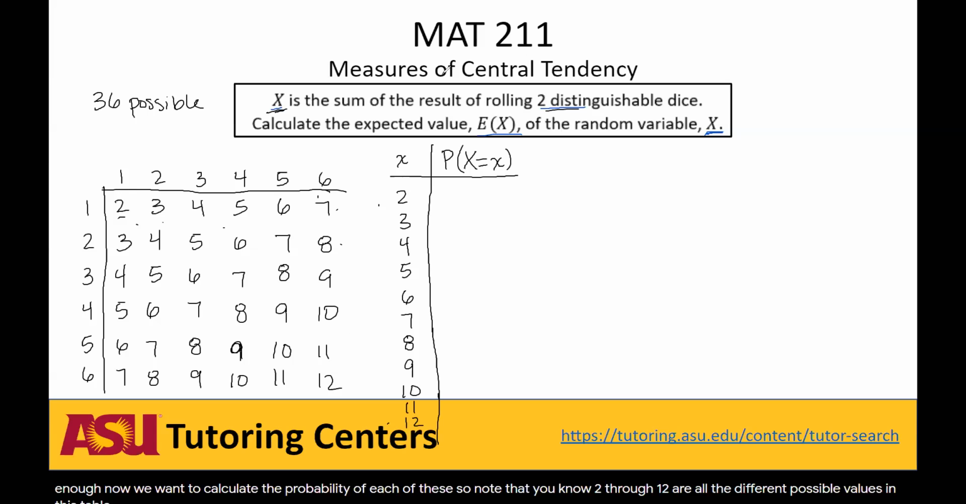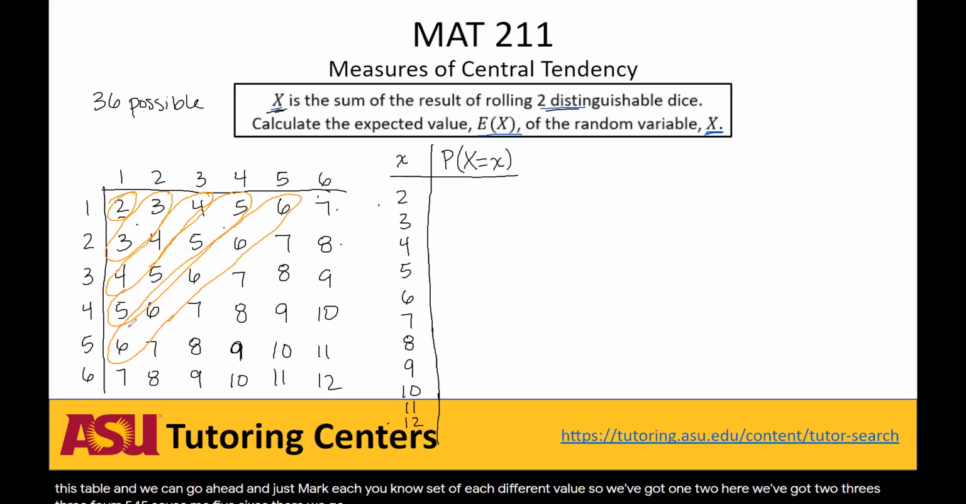And we can go ahead and just mark each set of different values. So we've got 1 two, 2 threes, 3 fours, 4 fives, 5 sixes, 6 sevens, 5 eights, 4 nines, 3 tens, and 2 elevens, and 1 twelve.